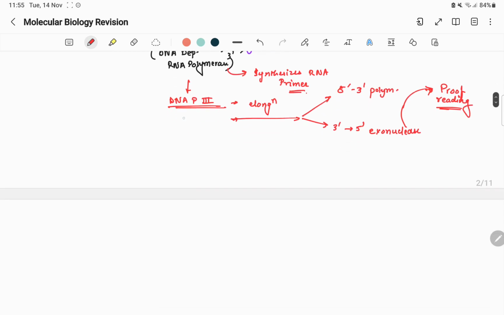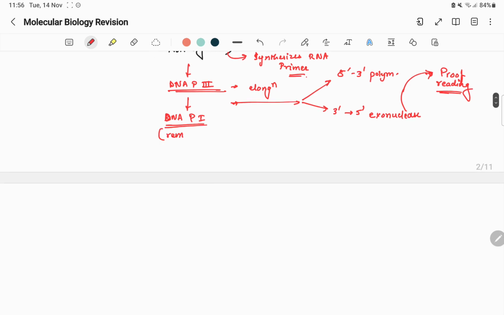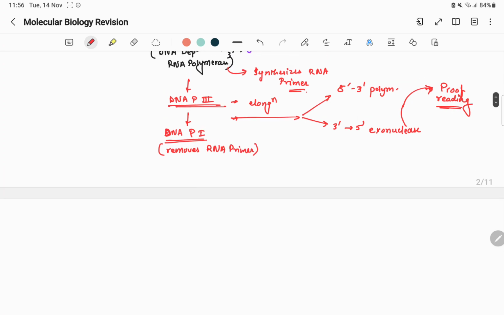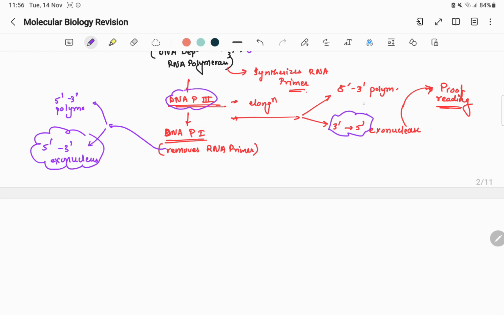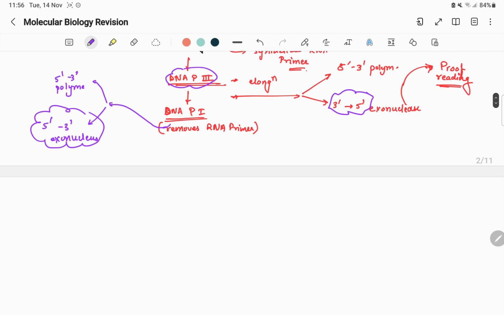Understood? And after DNA polymerase 3 is acting, DNA polymerase 1 comes. DNA polymerase 1 removes the RNA primer. This RNA primer removing enzyme also has two activities: 5' to 3' polymerase activity, as well as 5' to 3' exonuclease activity. DNA polymerase 3 had the exonuclease from 3' to 5', while polymerase 1 has exonuclease activity from 5' to 3'.